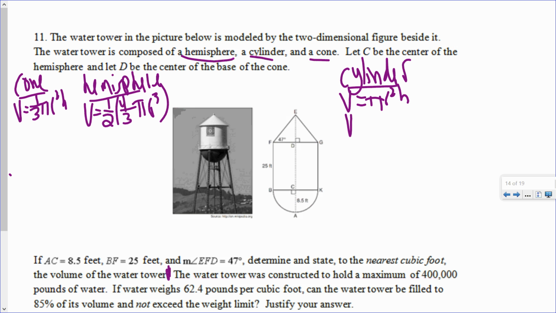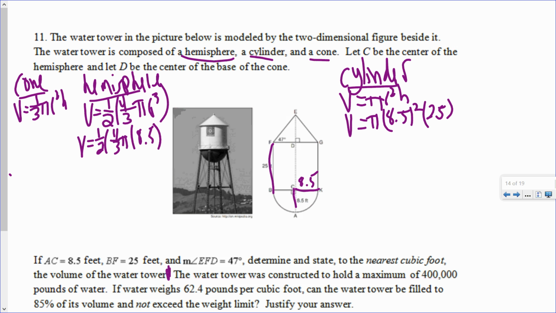I'm going to start with the cylinder. The radius, well, if this radius is 8.5, then this radius is 8.5. So for all my situations with this one, the radius is 8.5. The height of the cylinder is 25. Hemisphere, V equals 1/2 of 4/3 pi. Again, the radius is 8.5.